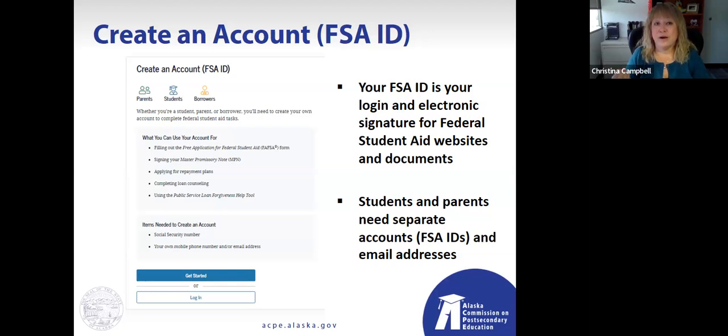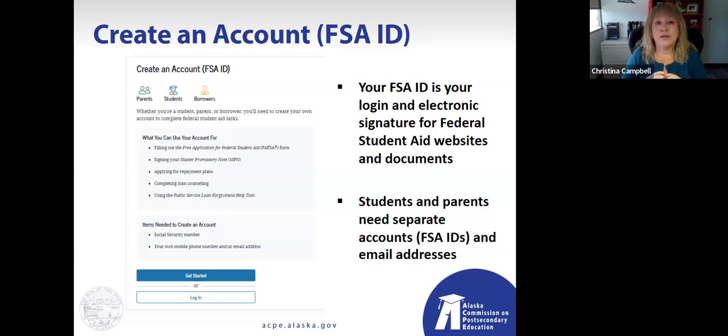The same for the parent. They definitely cannot crisscross and use each other's emails. In other words, parents cannot use students' emails and vice versa. It's not recommended that they use their brothers', their sisters', or their boyfriends' emails. It should be their own unique email.